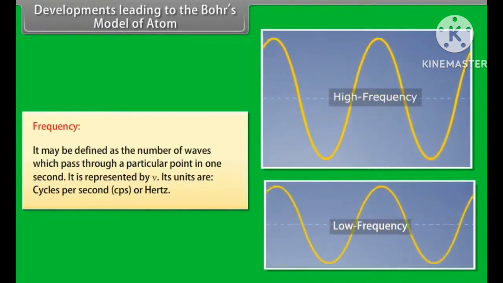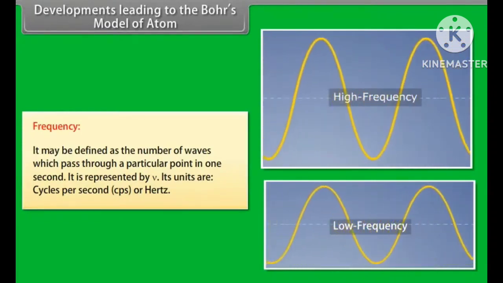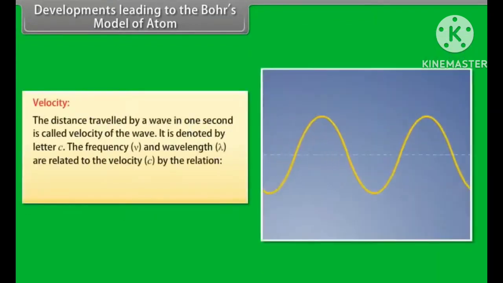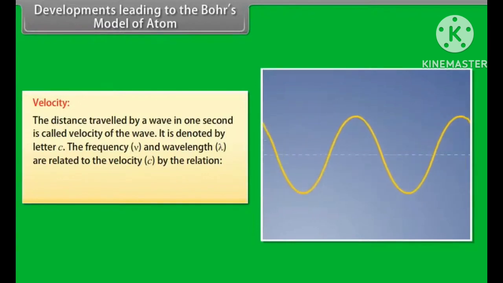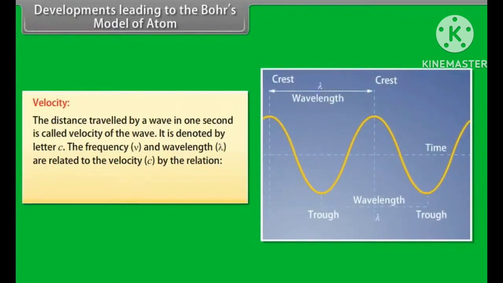It is represented by mu. Its units are cycles per second or hertz. Velocity. The distance traveled by a wave in 1 second is called the velocity of the wave. It is denoted by the letter c. The frequency and wavelength are related to the velocity c by the relation c is equal to mu into lambda. Its unit is meter per second.